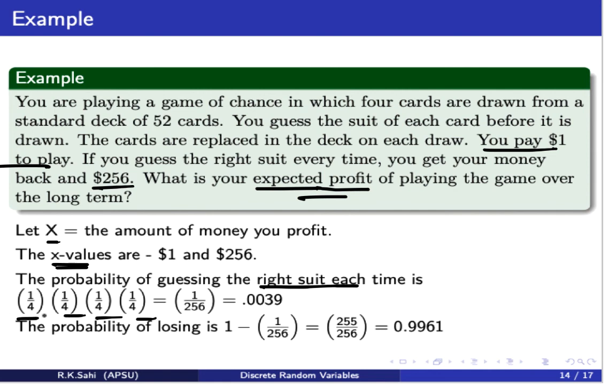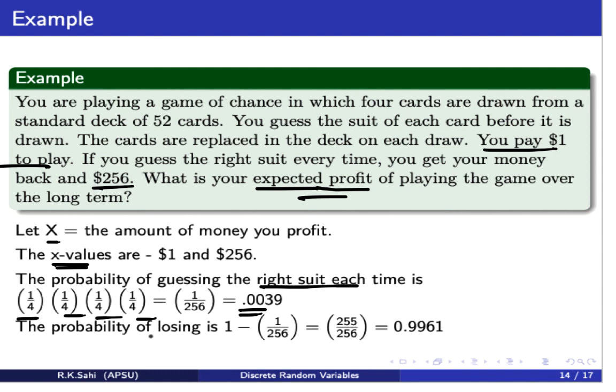So this is the first card in the suit, the second, the third. Basically, you multiply all the 1/4s, because each time you pick the right card in the suit, it's only a 1/4 probability of getting that right. So the final probability is 1/256. What is that as a decimal? It's 0.0039. Now, this is the probability of guessing the right suit each time.